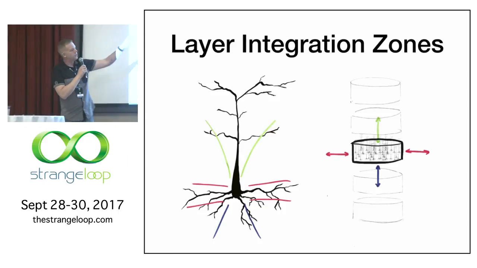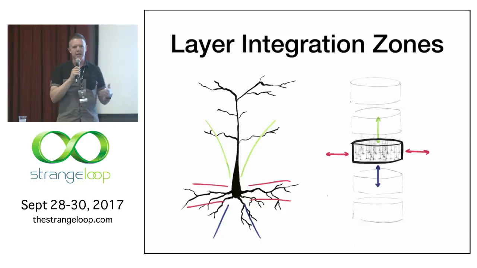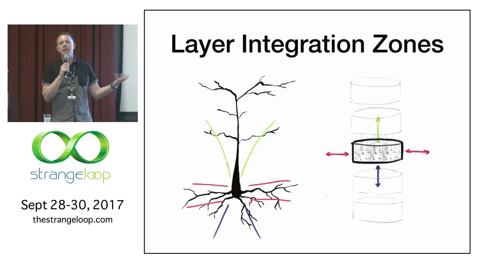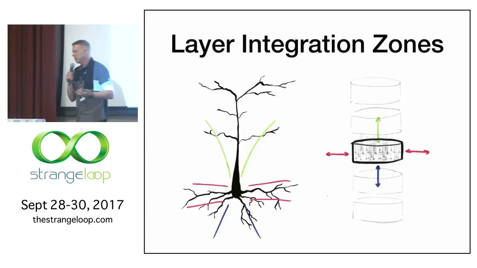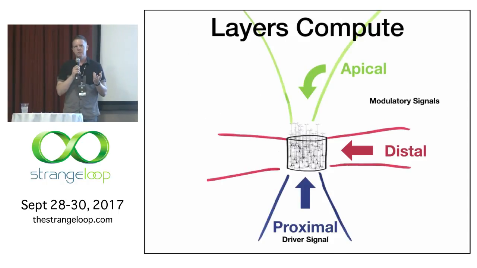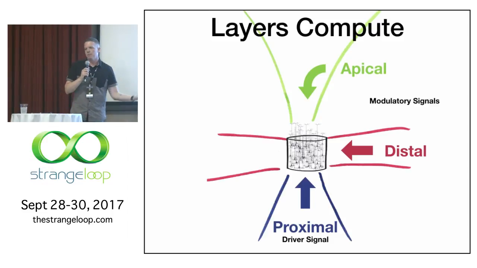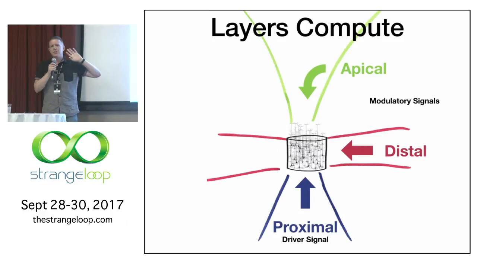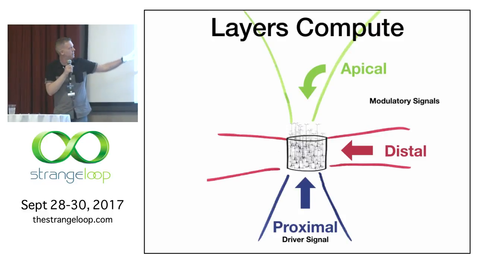So I told you that layers contain neurons, right? So it follows that if our neurons have these integration zones and they're all oriented in the same fashion, layers themselves will also have these integration zones. This lets us treat this as sort of its own little compute module. So these layers also compute. A layer can have 100,000 neurons in it. But typically, all of the distal input to those neurons will come from a common place. All of the proximal input will come from a common place. Sometimes they're split, it depends, but the point is, the layer doesn't know where it's getting its input from. It does the same thing.